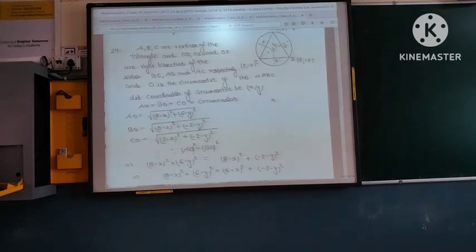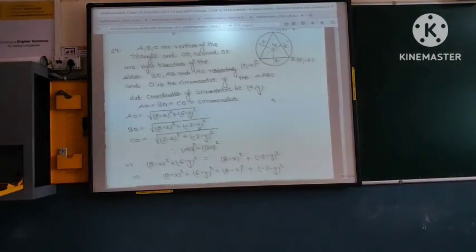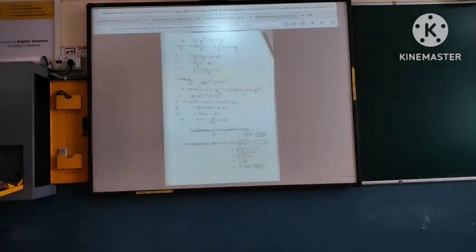AO, BO and CO are the lengths of the radii, and the coordinates of A, B, C are known. I have assumed that the coordinates of the circumcenter are (x, y). Now, AO equal to BO and BO equal to CO. In that case, what will happen?